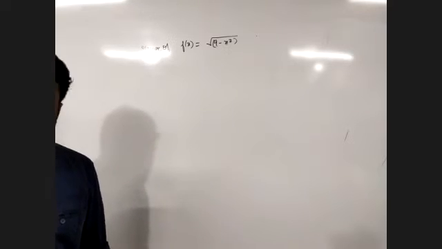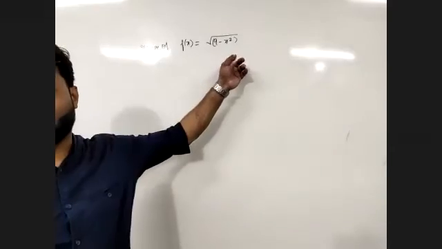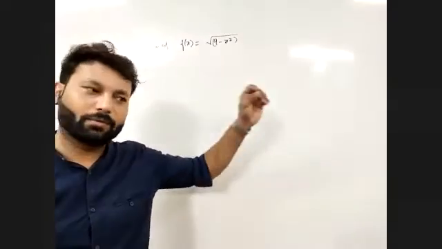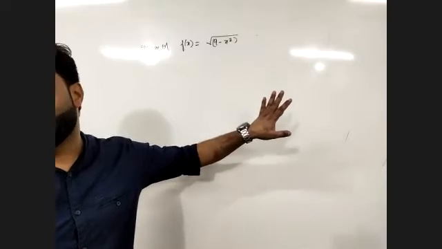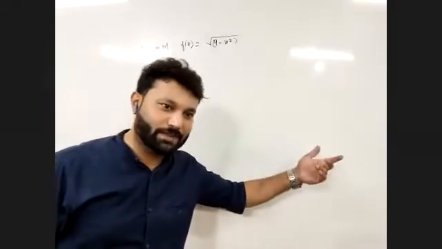0. That's absolutely correct, because square root cannot yield a negative result. So minimum value will be 0. Maximum, well, if we try a little we can guess, but it's not always possible.